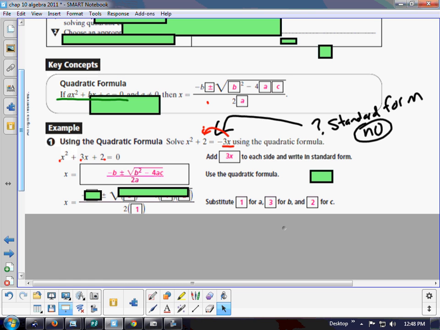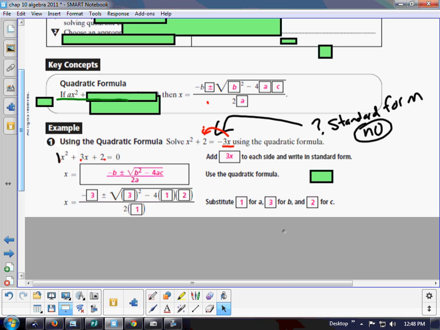So A is 1. Does everybody see why A is 1? Because in front of the x squared, there's a 1. So they do negative 3 plus or minus the square root of 3 squared minus 4 times the a value times the c value all over 2 times the a value. Again, this is where your calculator should be ready to go. Get one calculator out. Okay, so you need your calculator for this. I'll show you towards the end. At the end, they explain what the plus and minus are.